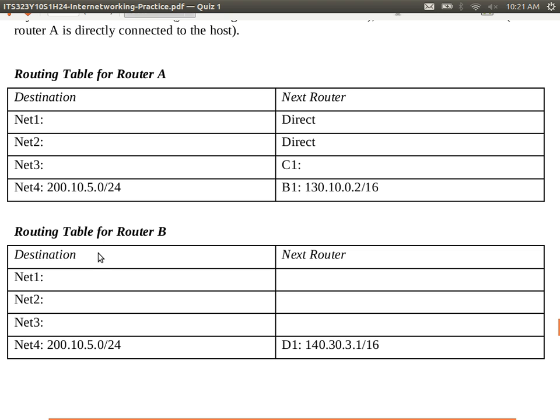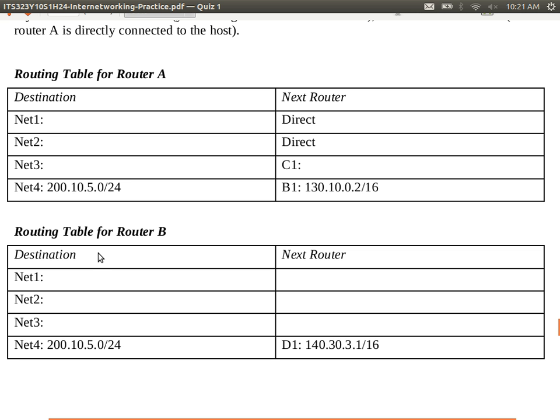What is the next router? You need to know the least cost paths. So that's where you need to calculate those least cost paths, the route discovery. And then you simply find the next router in the least cost path and find its IP address, and that will be the routing table.